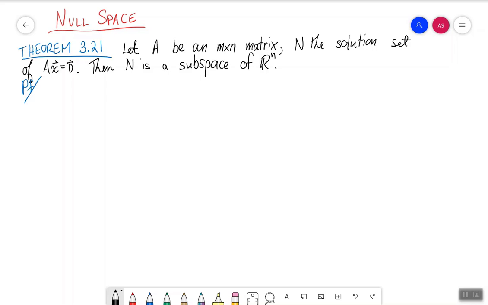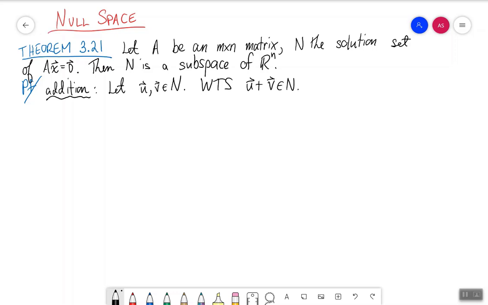Proof. What we really need to start with is we need to check, is this closed under addition, and is it closed under scalar multiplication? So let's check these. Addition. Let u and v be in N. We want to show, WTS is short for want to show, that u plus v is in N.